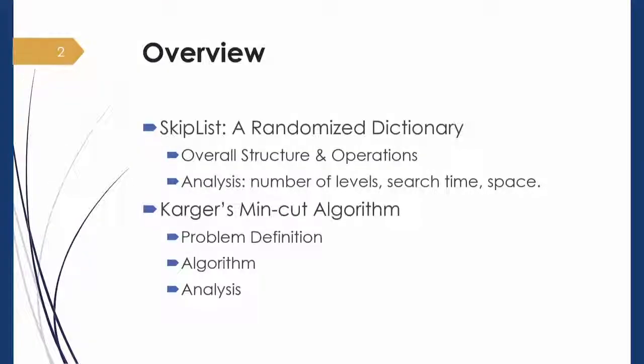In particular, we will be looking at skip list, which is a randomized dictionary, and we will be studying the overall structure and how the dictionary operations are performed in a skip list, and we will analyze the running time and the space complexity of skip list.